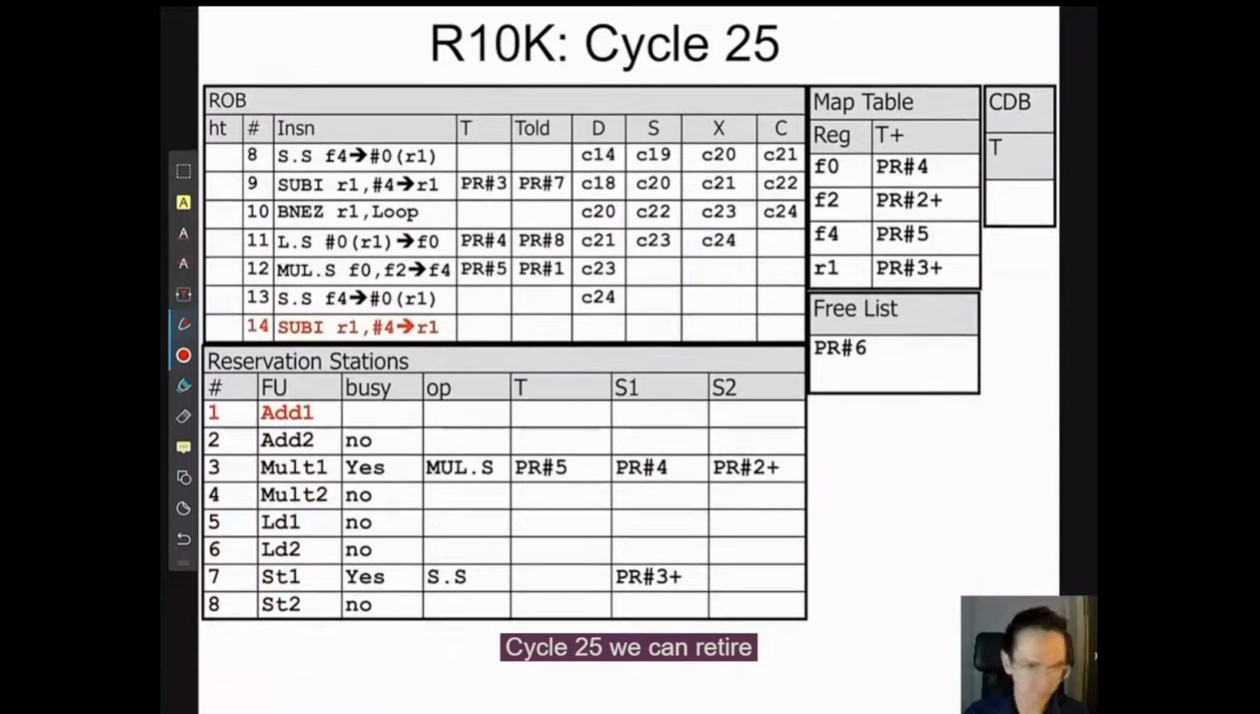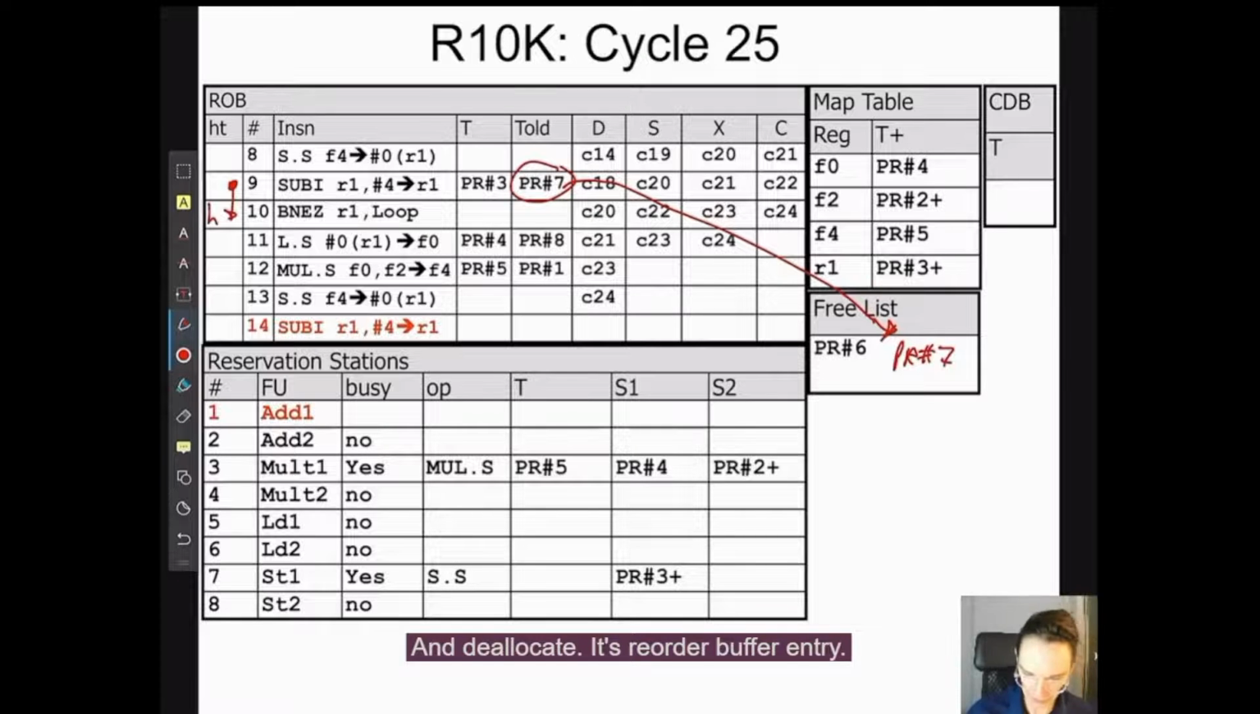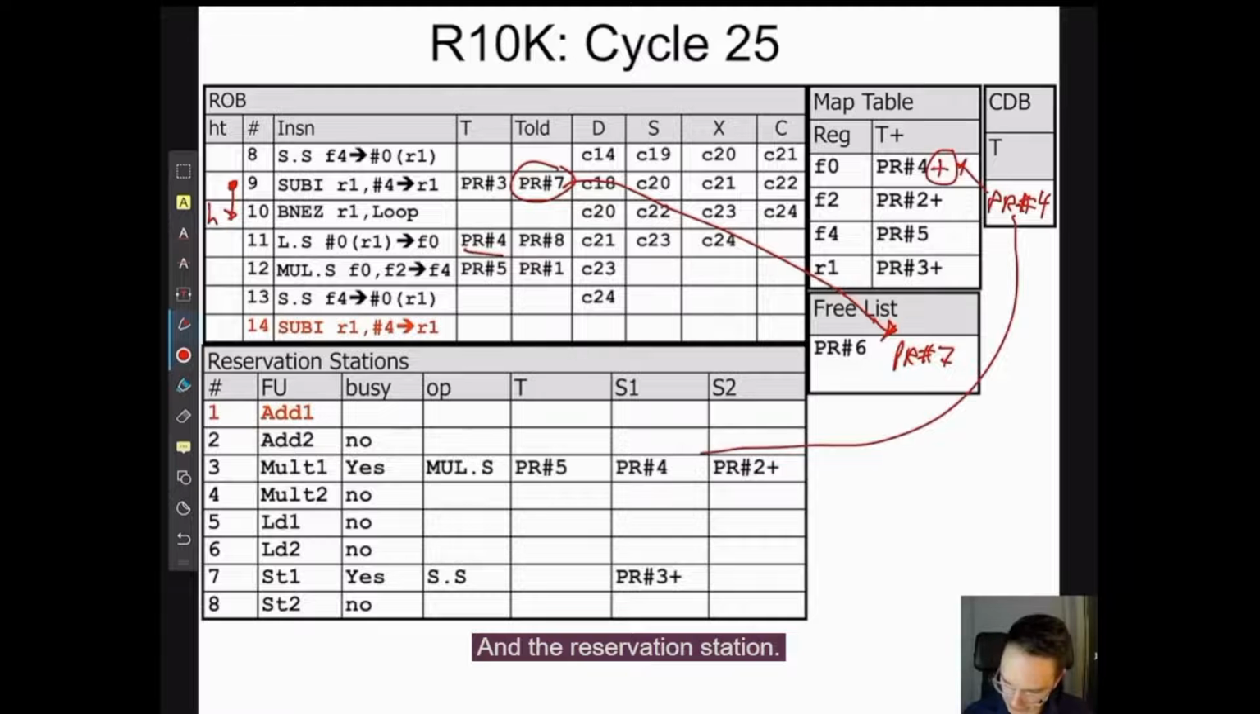Cycle 25. We can retire yet another instruction, the subtract. It has completed. So we free its physical register in the old tag and deallocate its reorder buffer entry. The load instruction is entering the complete stage, so it is broadcasting its output tag on the CDB. The value is written directly to physical register number 4, and we find a tag match in the map table and the reservation station. So that's the complete stage of the load instruction in the first half of cycle 25.